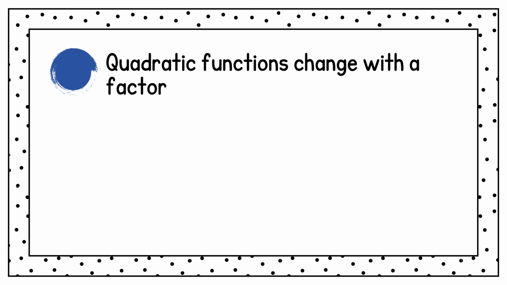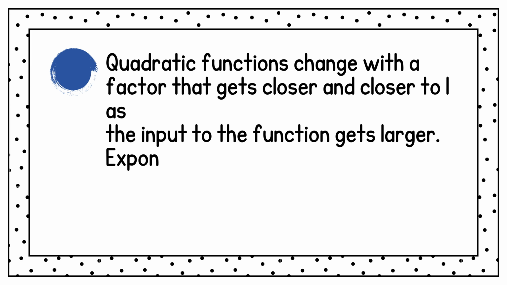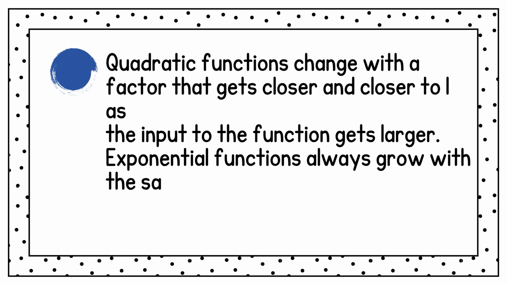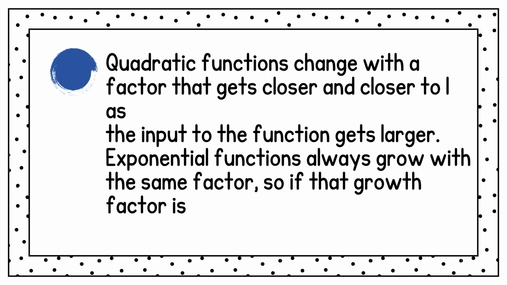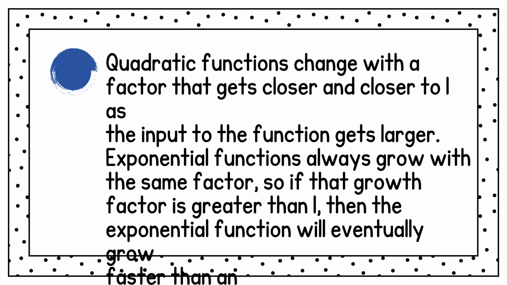Quadratic functions change with a factor that gets closer and closer to 1 as the input to the function gets larger. Exponential functions always grow with the same factor. So if that growth factor is greater than 1, then the exponential function will eventually grow faster than any quadratic function will.